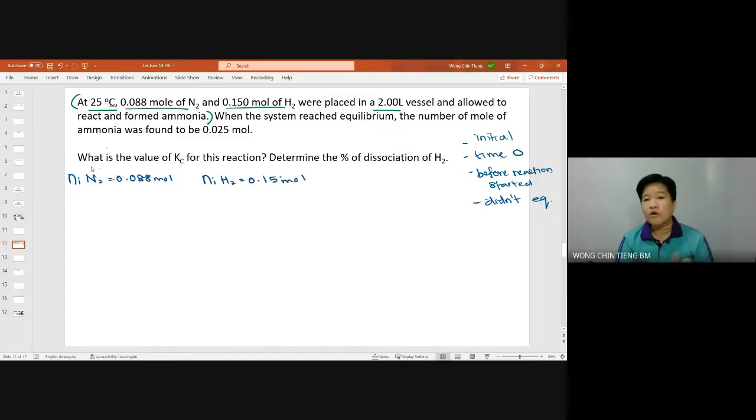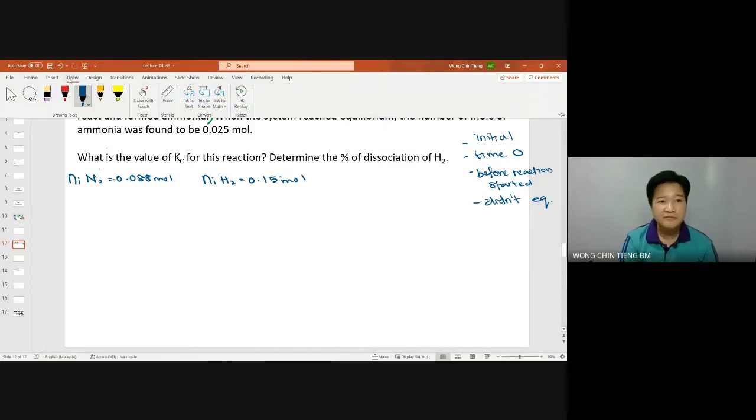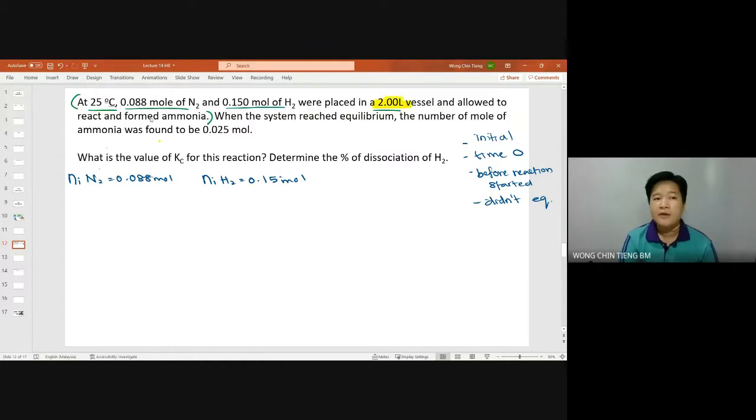Okay. Volume is 2 liter given. Fine. Gunalah 2 liter tu, tak ada masalah. And then is allowed to react and form ammonia. Then we move on to the second sentence. When the system reach equilibrium, the number of mole of ammonia was found to be 0.025.